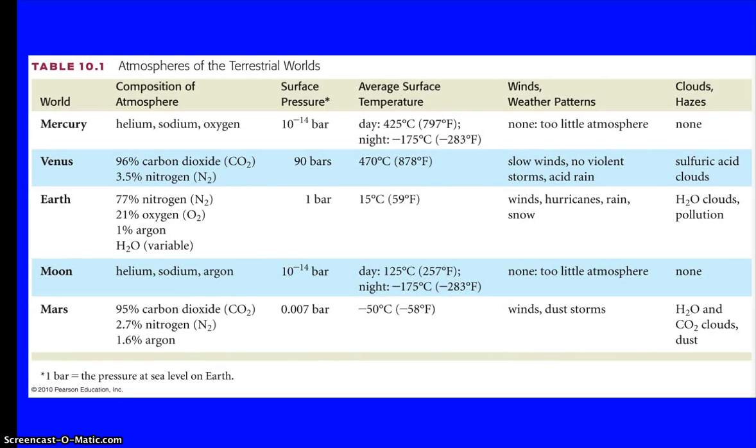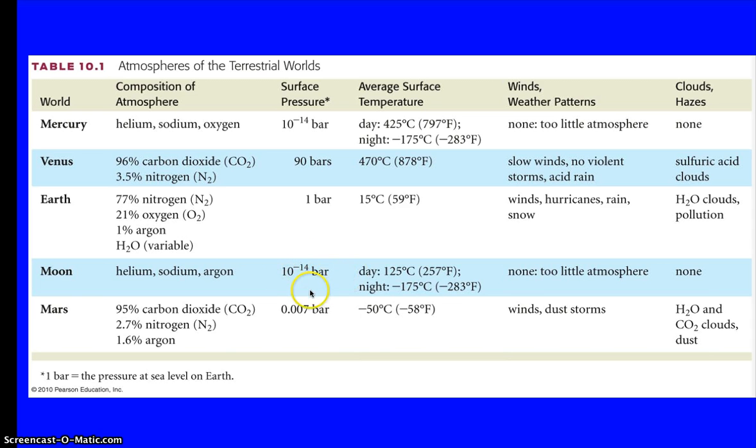Here we're going to take a look at this table. Now, there's a lot of information on here, but some of the things that we want to focus on, first of all, let's think about what the atmospheres are made of, and let's see how they're similar and different by looking at this column. So we notice that Mercury and the Moon are similar in their makeup, in that their atmospheres consist mainly of helium and sodium. Mercury has some oxygen, the Moon has some argon. So that's how they're similar to each other.